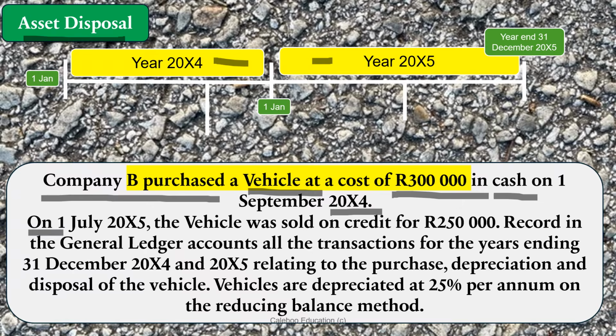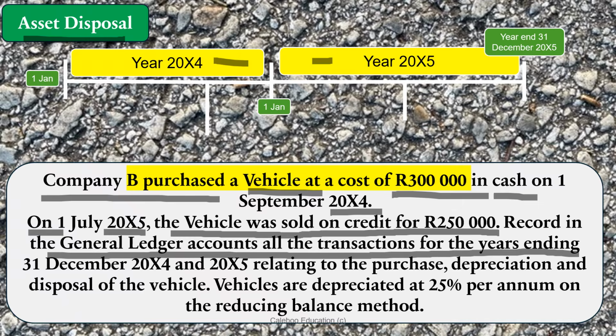On the 1st of July 2005, the vehicle was sold on credit for $250,000, bought for $300,000 in September 2004, sold 1st of July on credit for $250,000. Record in the general ledger accounts all the transactions for the years ending the end of the first year, 31 December 2004, and the second year, 2005. Everything relating to the purchase, the depreciation, and the disposal of the vehicle. So we bought a vehicle and we're going to get rid of a vehicle.